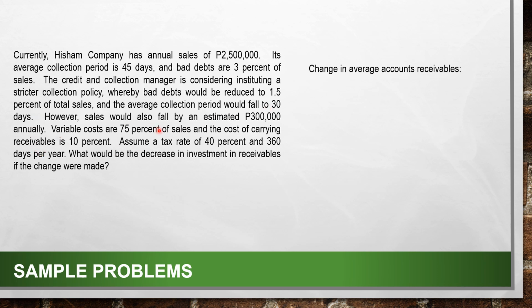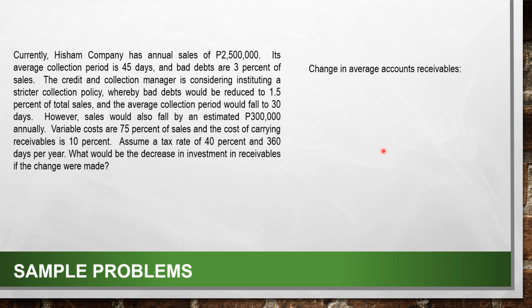However, sales would also fall by an estimated 300,000 annually. Variable costs are 75% of sales, and the cost of carrying receivables is 10%. Assuming a tax rate of 40% and 360 days per year, what would be the decrease in investment in receivables if the change were made? So we need here to determine what is the effect.